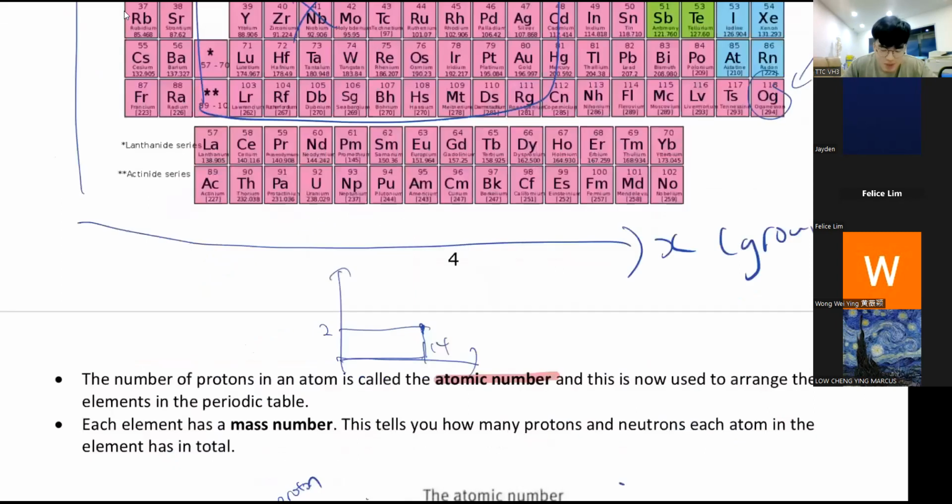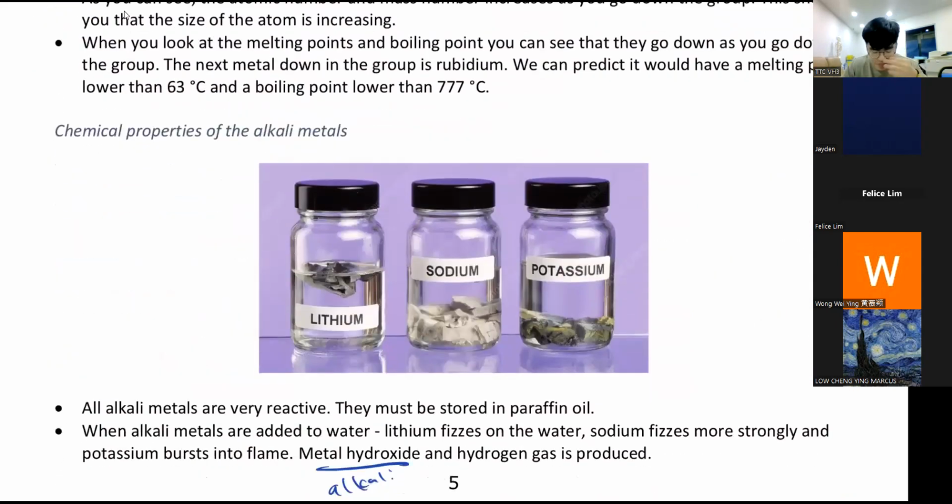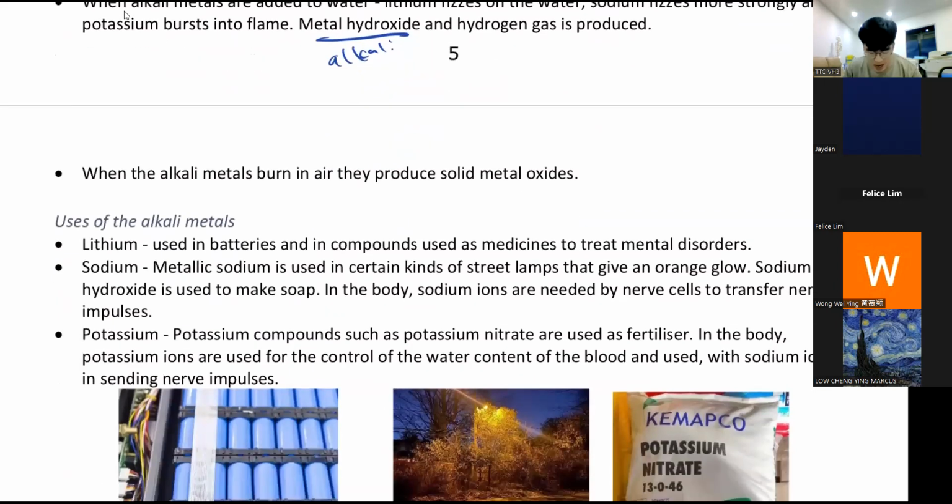All metals will taste bitter because they are all alkaline. So if you eat magnesium, it is also bitter. Calcium is also bitter. That's why they're all alkaline.